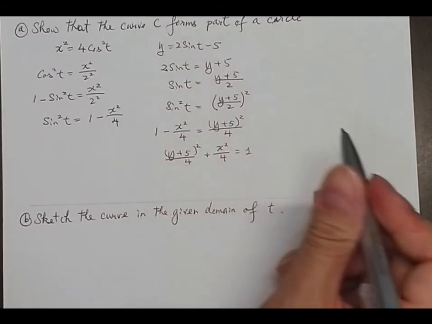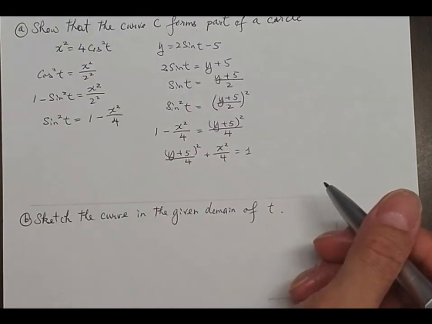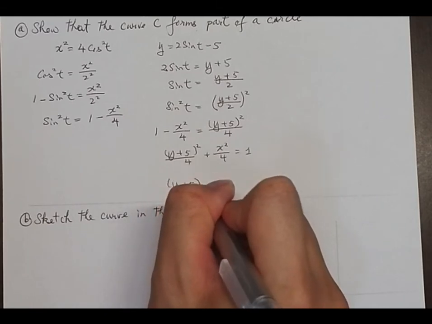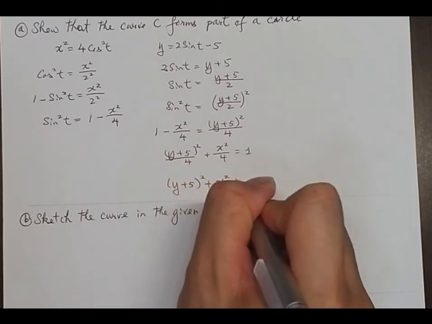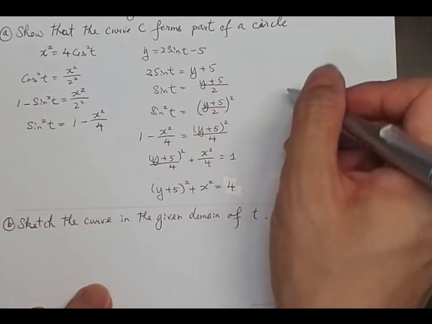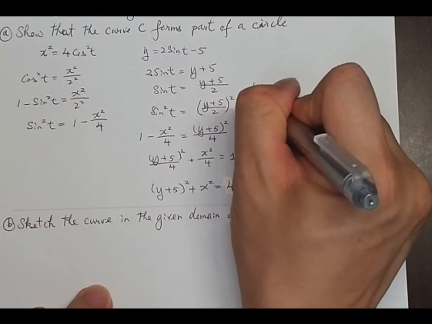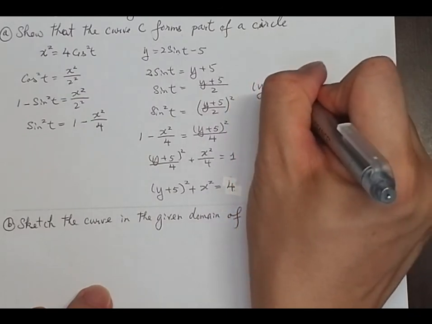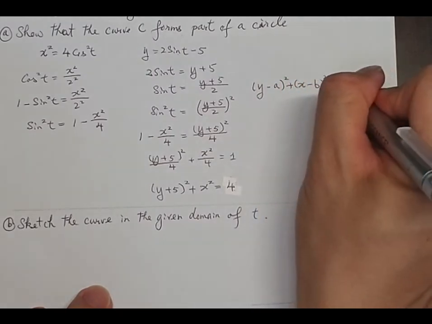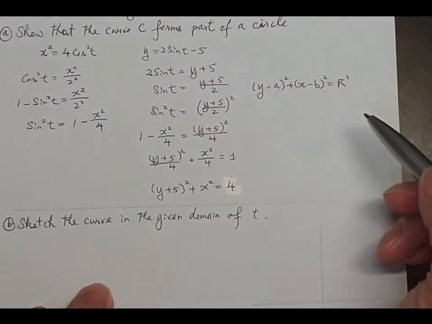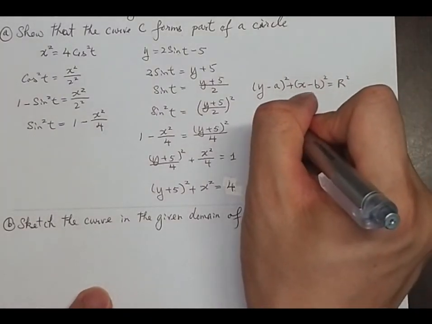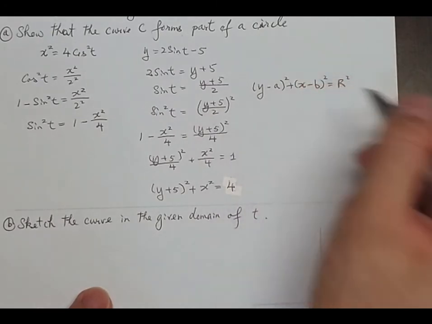And we multiply by 4 from the left-hand side and right-hand side. We have y plus 5 squared plus x squared is equal to 4. So we have the form y minus a to the square plus x minus b to the square equal to r to the square. And this is the formula of the circle with the center of a and b.